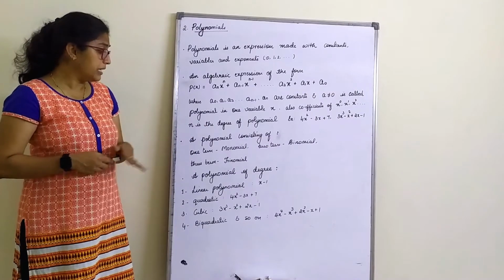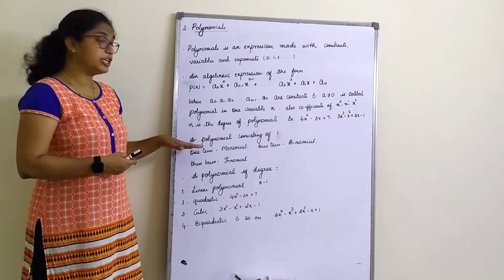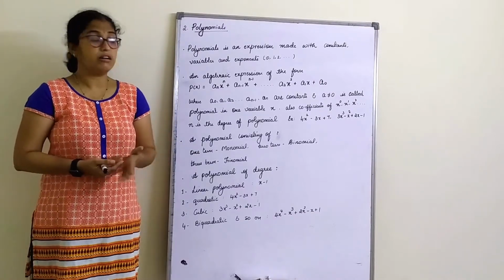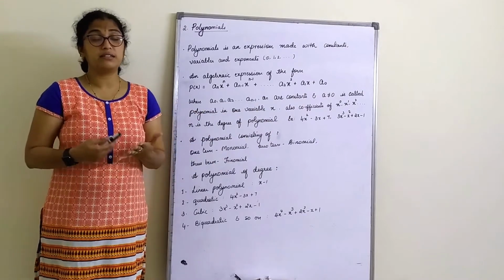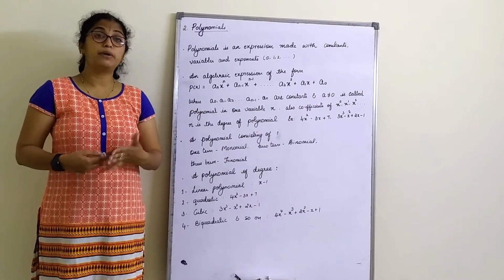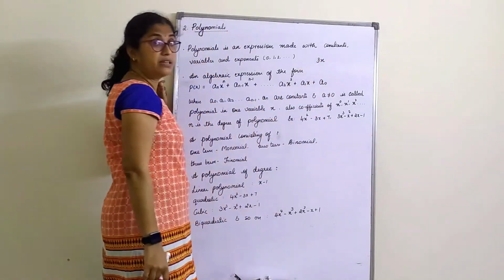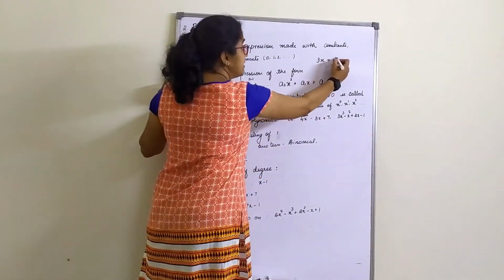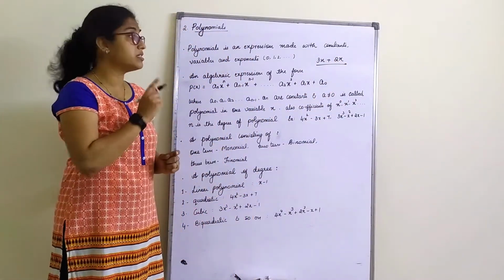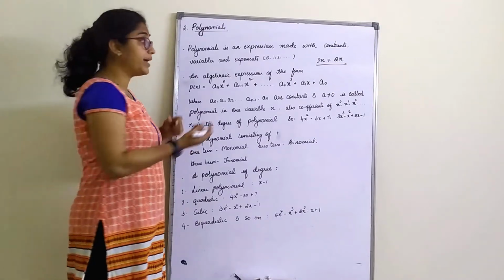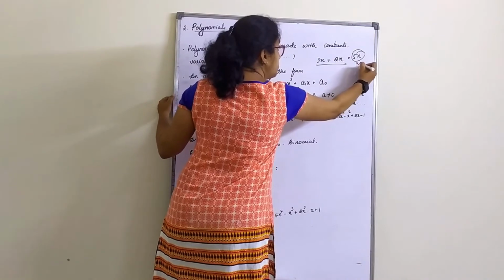A polynomial consisting of one term, we have studied this in our previous year, is called a monomial. If it has two terms, it is called a binomial. Now when we talk about a monomial, for example here 3x can be a monomial, but if I write 3x + 2x, this is not a binomial because we can add 3x + 2x, which gives 5x, which is again a monomial.